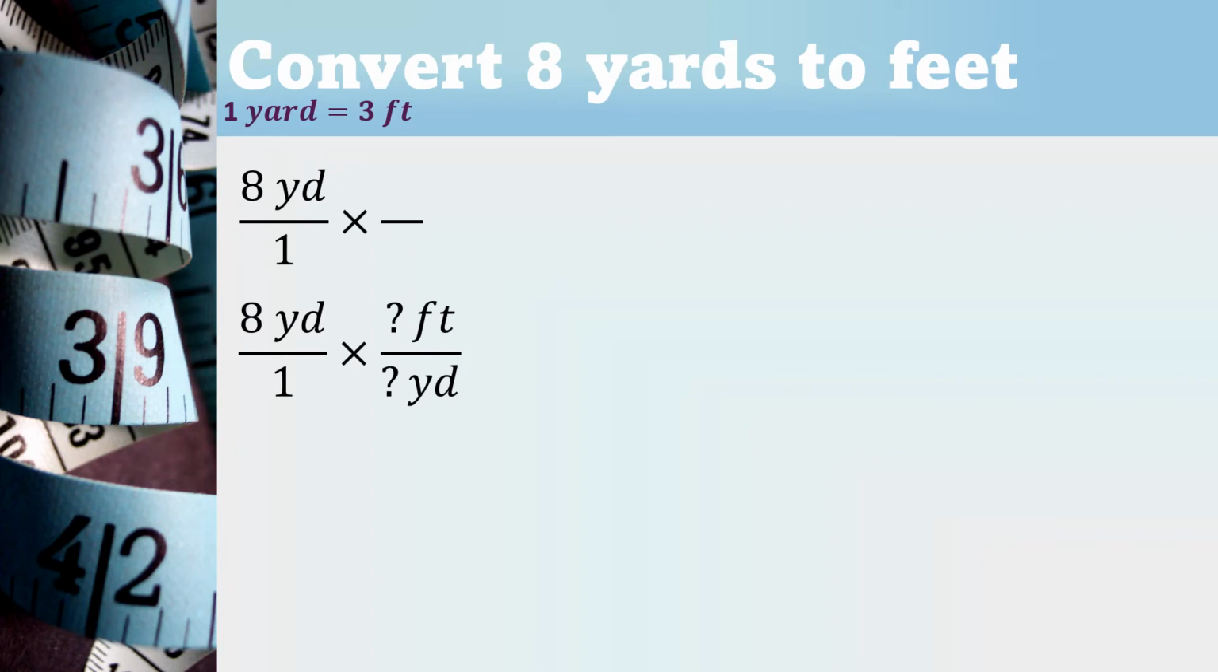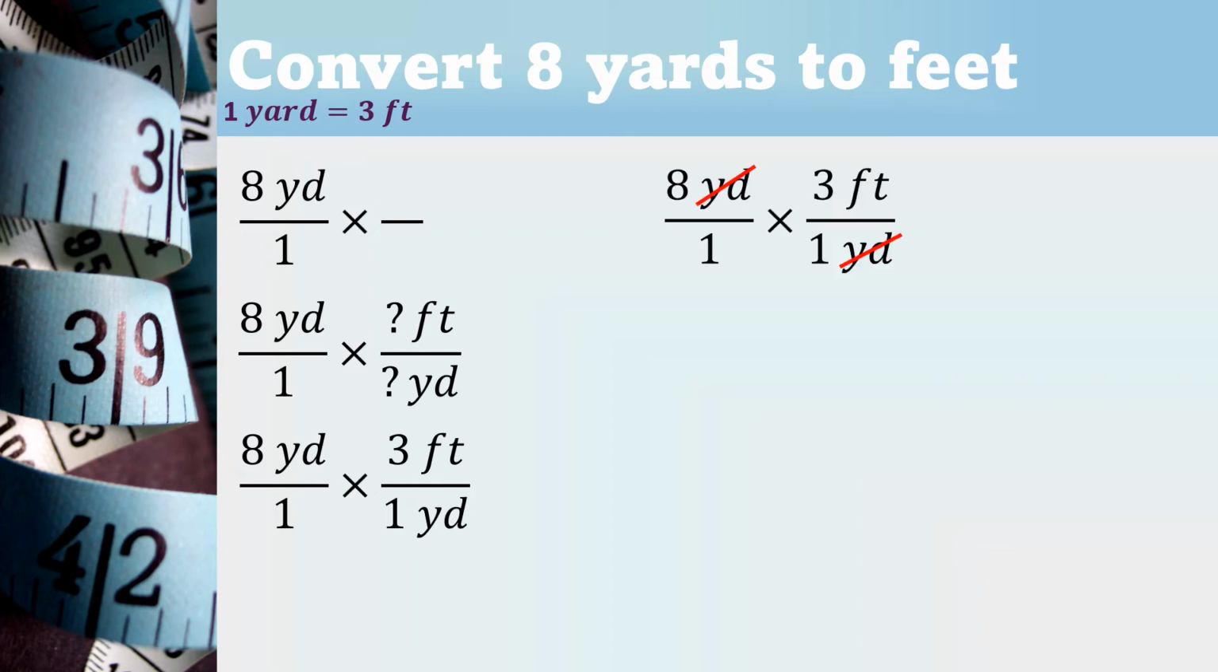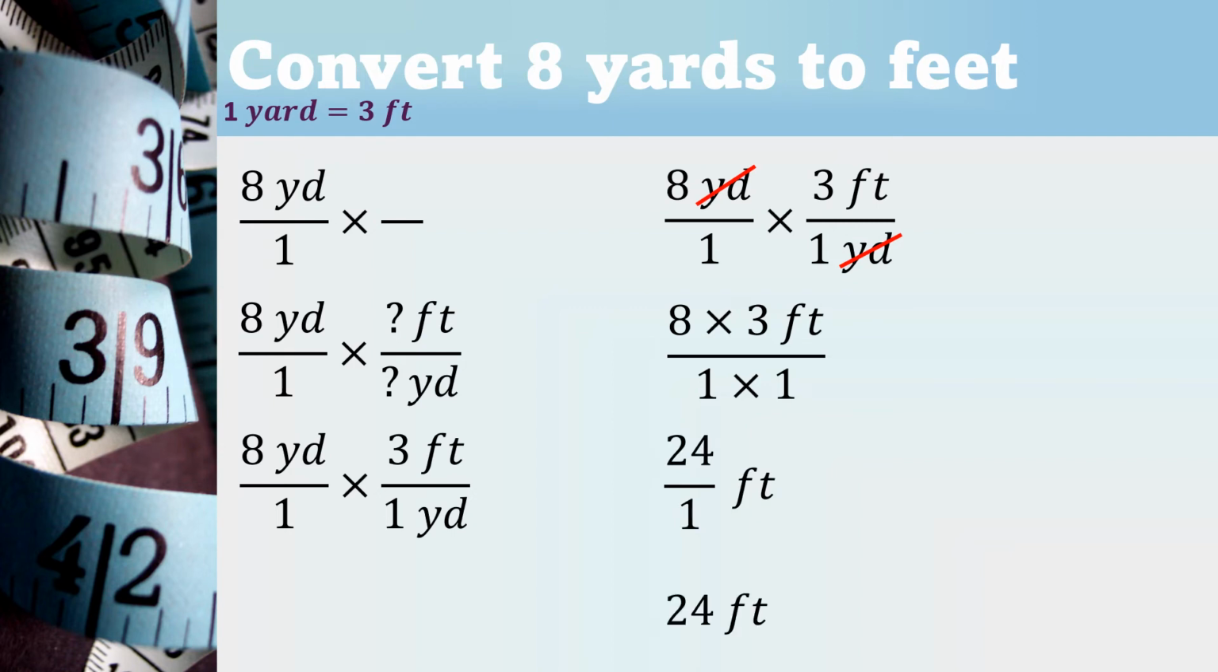And what can we make that fraction so it's equal to 1? Well, 3 feet equals 1 yard, so we're going to fill in the 3 on the top, the 1 on the bottom. Ready to cancel, the yards cancel out. That leaves us with 8 times 3 feet in the top, 1 times 1 in the bottom. That's 24 over 1 feet, which is 24 feet.